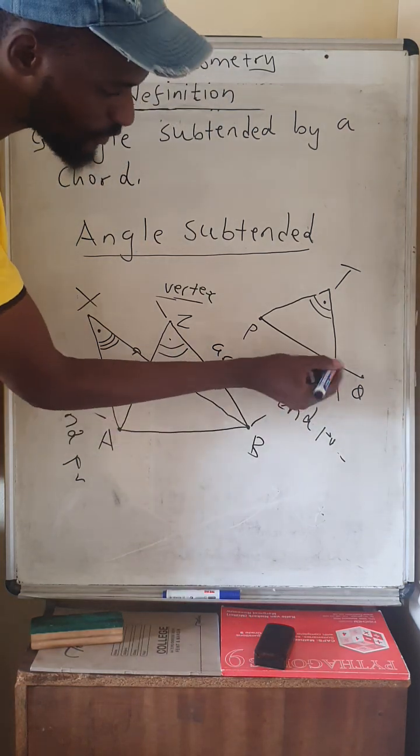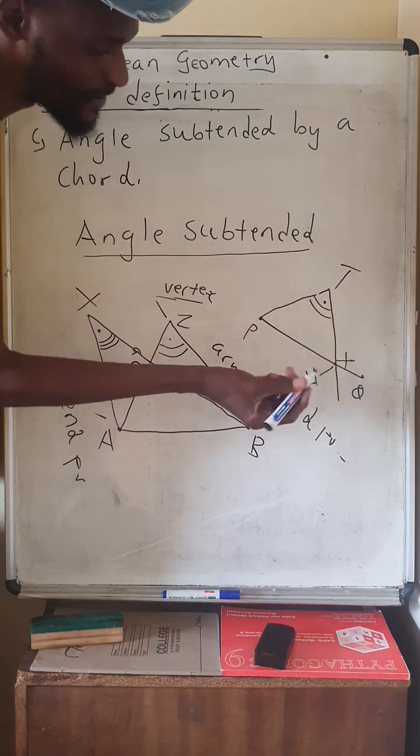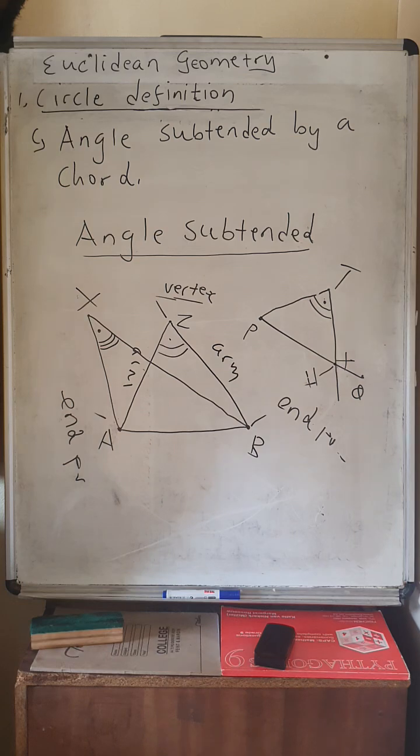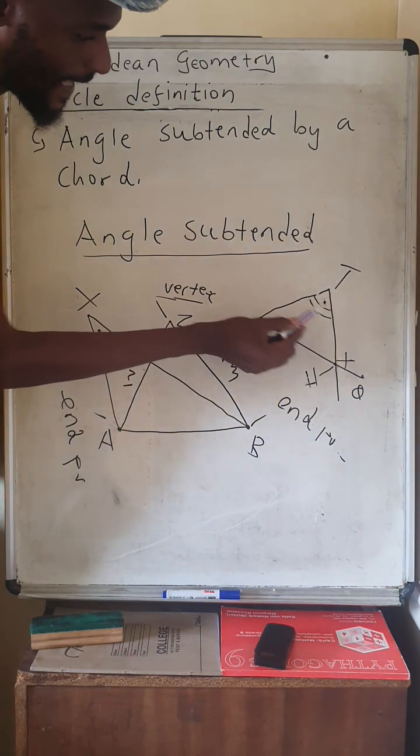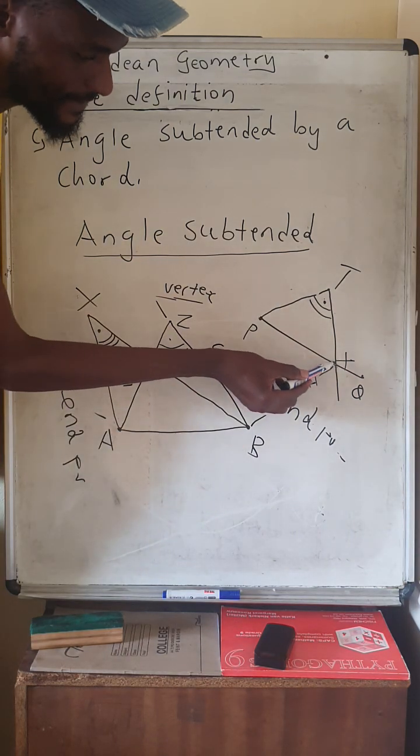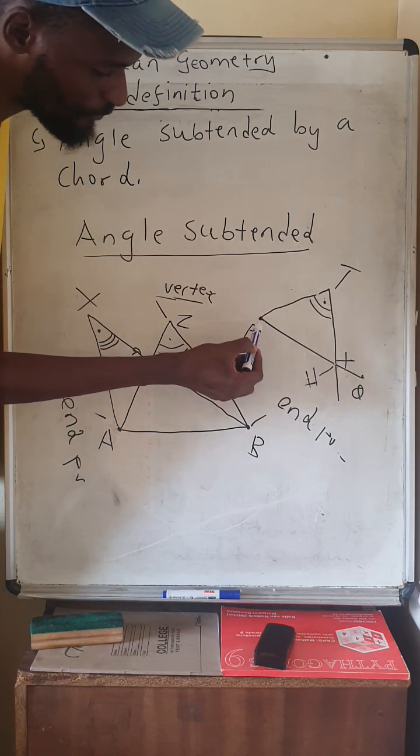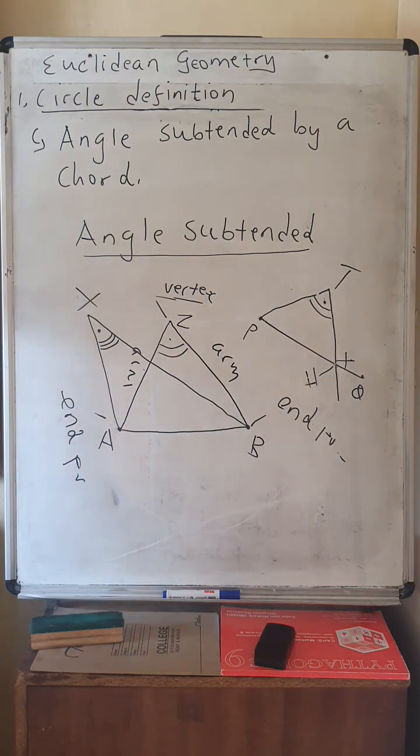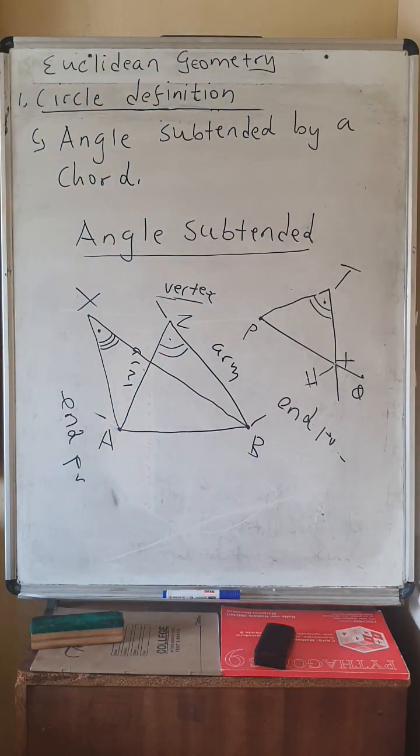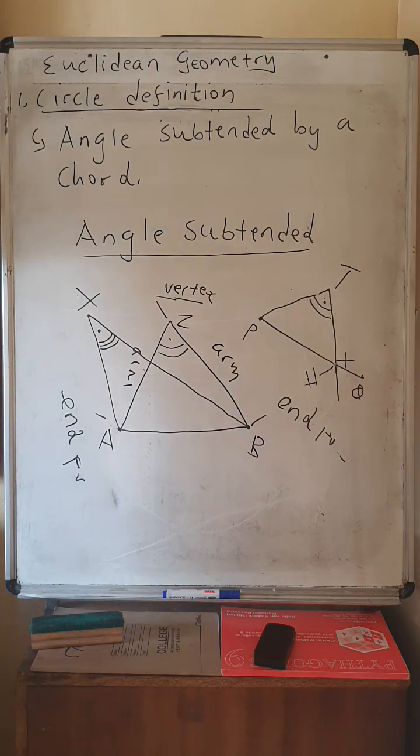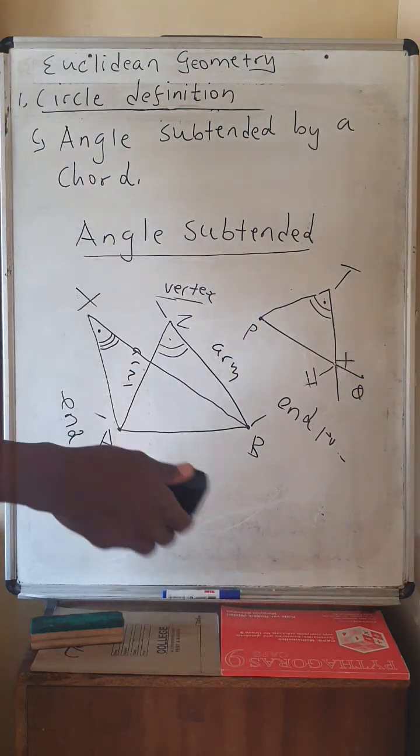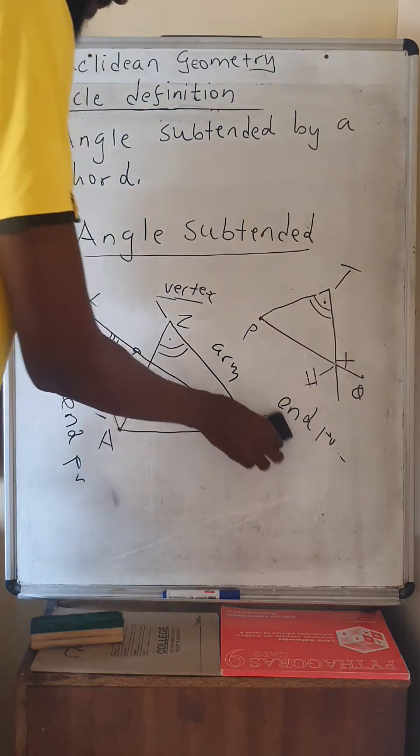So if maybe this was, let me say X, then I would say angle T is enclosed by PX, because you can see that the arms are touching P and X. Therefore, these become the end points of line segment PX. So that's what we mean by a line segment subtending an angle. So let us go to an example of a situation where an angle is being subtended by an arc.